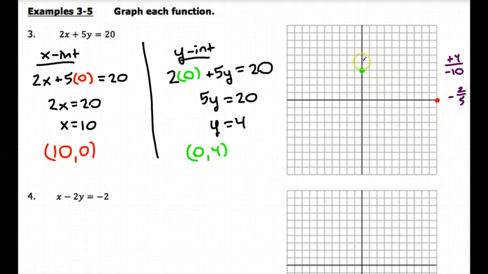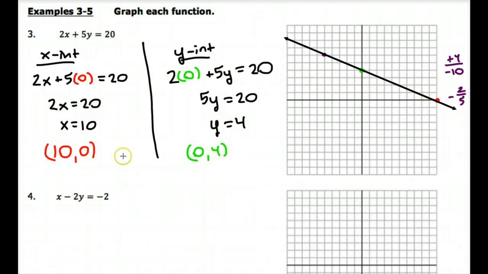And so I can graph one more point just to be safe by going up 2 and left 5. And that's going to be my line right there. So that's another way of getting the same exact line, okay, but by finding the x and y intercepts instead of changing the equation to slope-intercept form.